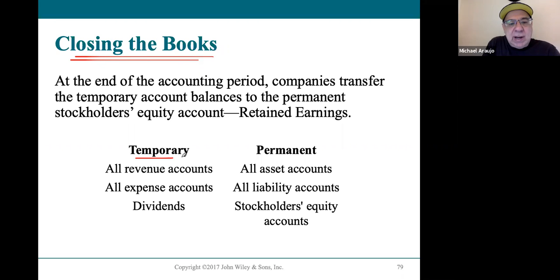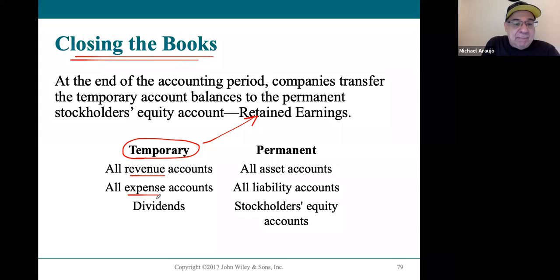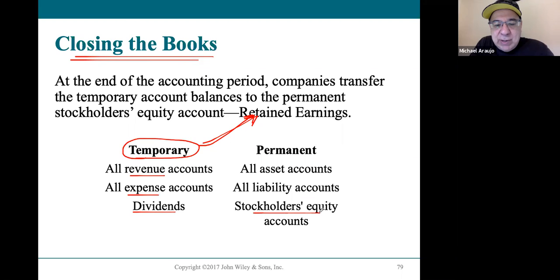And the only accounts that are affected are the accounts that are folded into retained earnings. Remember, revenue and expenses are your income statement accounts, right? That gives you your net earnings, net income. We subtract dividends on the retained earnings statement. And then all of that gets transferred to retained earnings, which is a stockholders' equity account.